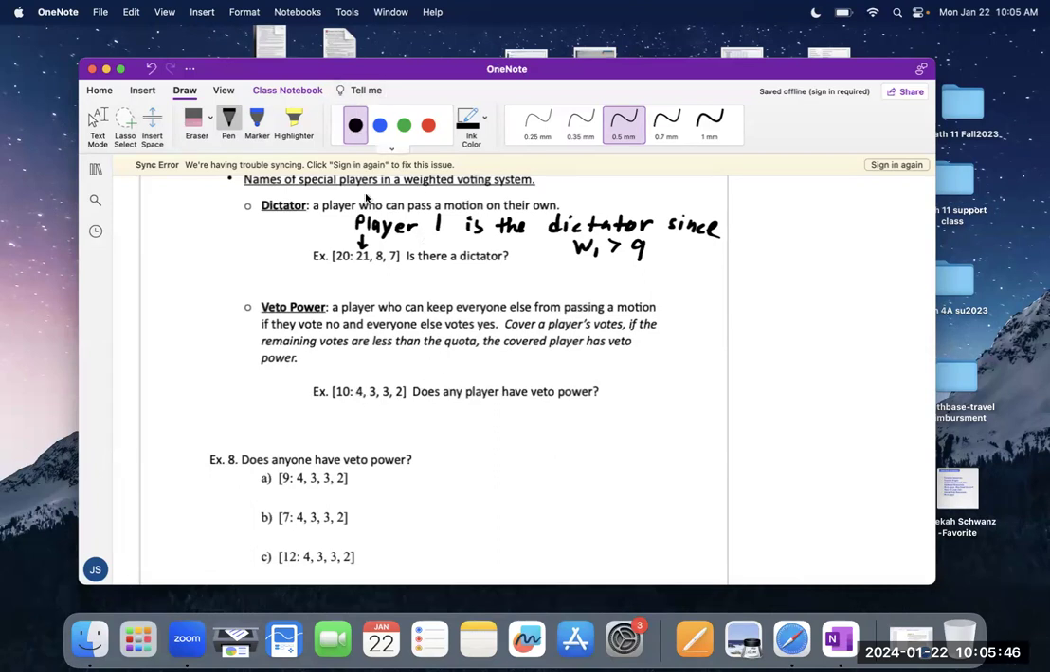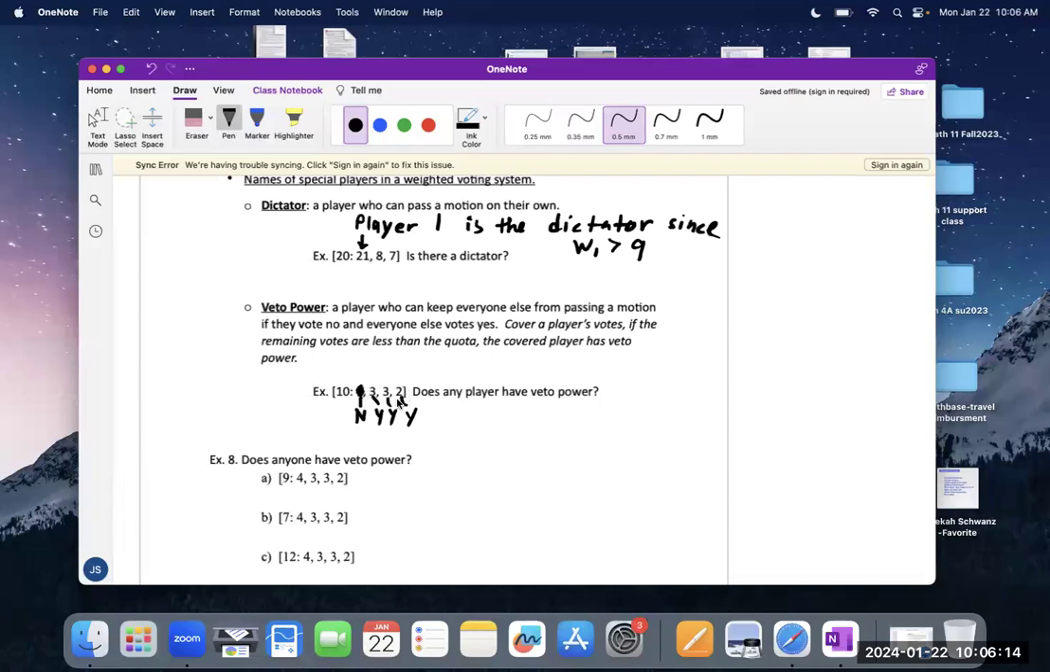When I do this, I start with the highest level. If anybody has veto power, it's going to be the ones with the highest amount of points. So I cover up 4, and I'm like, if 4 votes no on something, and all these other people vote yes, we would add all their votes together. So it'd be 3 plus 3 would be 6 plus 2, which would be 8.